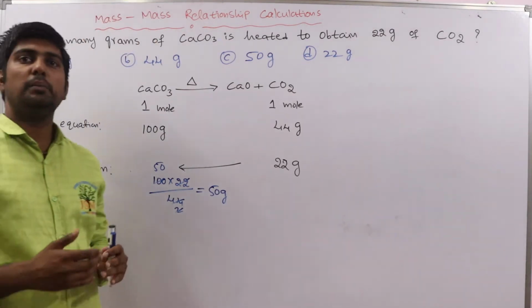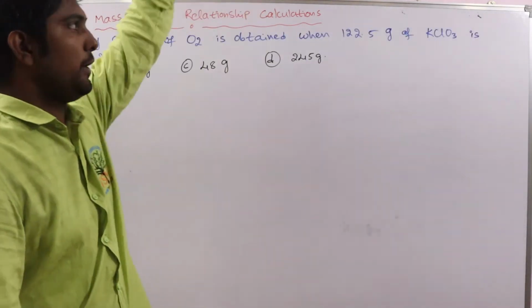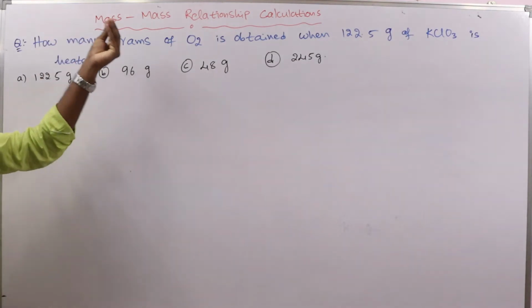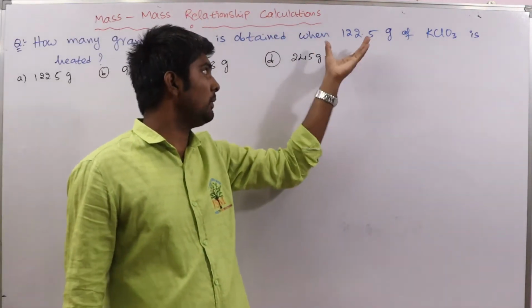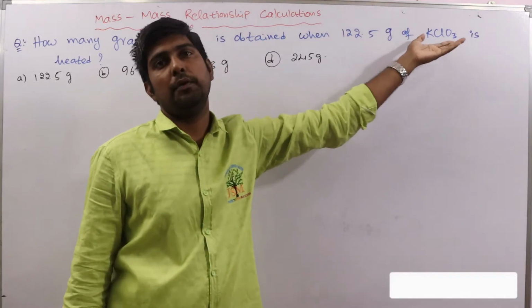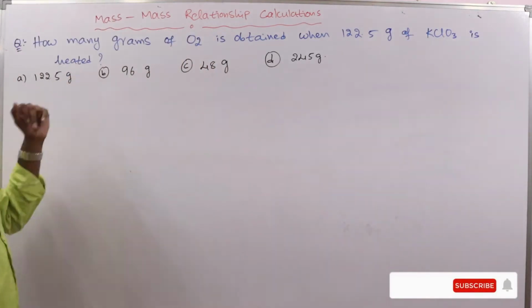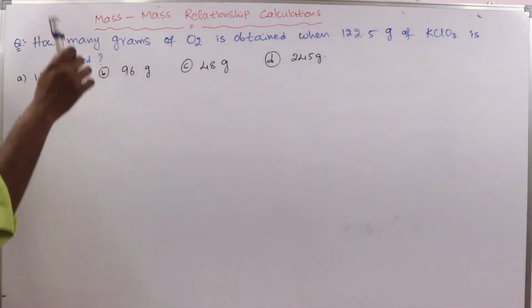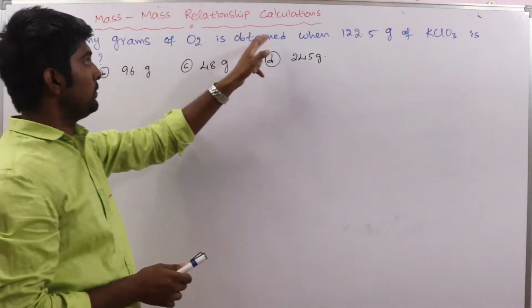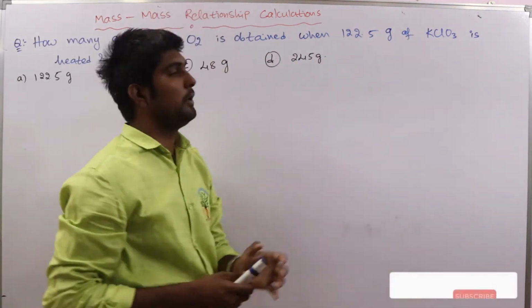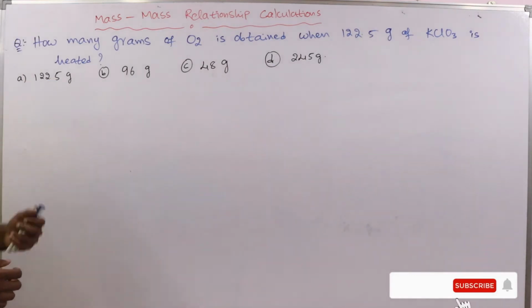So let us see some more problems. Now let us see another problem here. How many grams of O2 is obtained when 122.5 gram of KClO3 is heated? Okay, so here what is the problem? How many grams of O2 is obtained when 122.5 gram of KClO3 is heated?